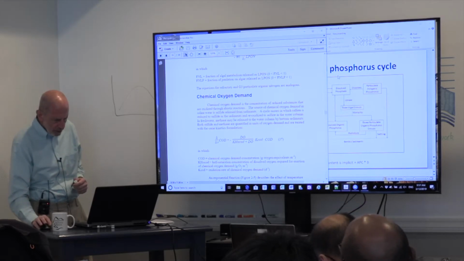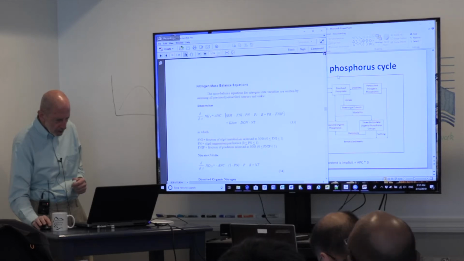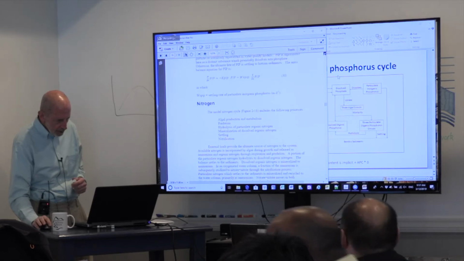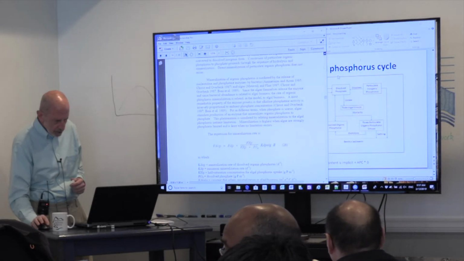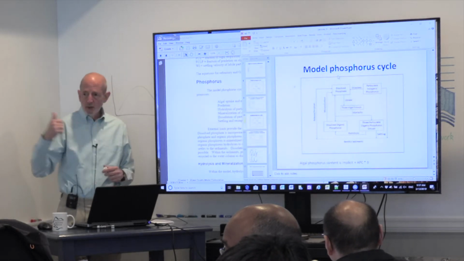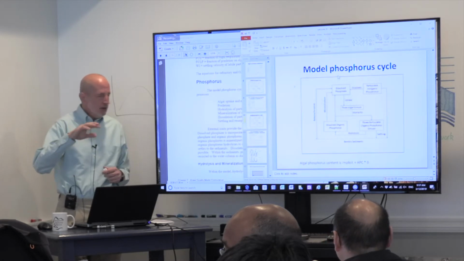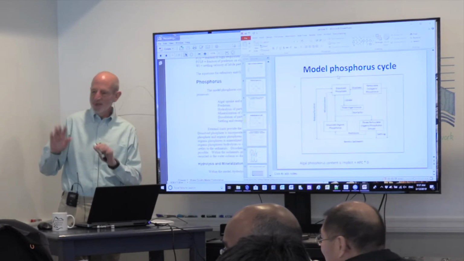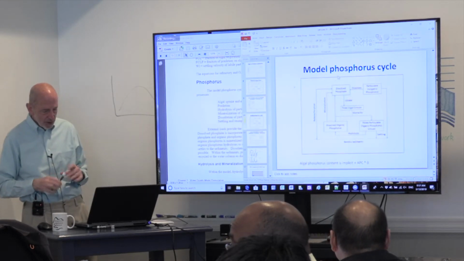Okay, so now we're on to phosphorus. There were two things I really wanted to do before I finished my career. One was a wetland model, and one was a good phosphorus model. And we've started on the wetlands, but I never got to the phosphorus, so I'll leave that to somebody else. But meanwhile, we'll cobble together the phosphorus that we've got here.